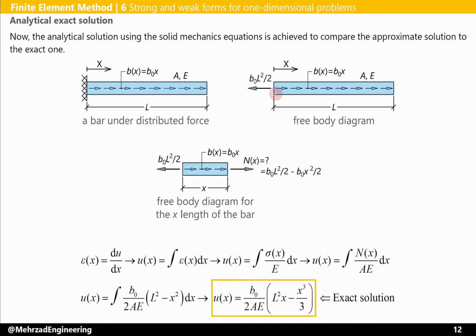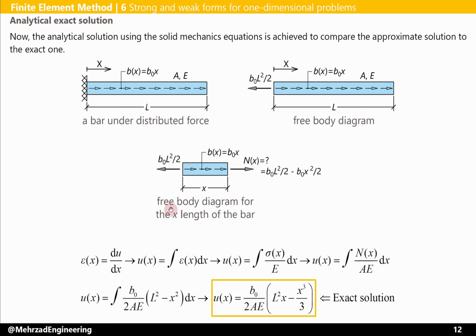Now I want to find the analytical exact solution and then compare the exact solution to the approximate solution I have found earlier. So for finding the analytical exact solution, we could use solid mechanics equations. This is the bar under distributed force. First of all, I need to draw a free body diagram and detach the bar from the support and apply the reaction force instead of the support. The reaction force is beta 0 L to the power of 2 over 2. We could integrate the distributed force on the length of the bar to find this reaction.